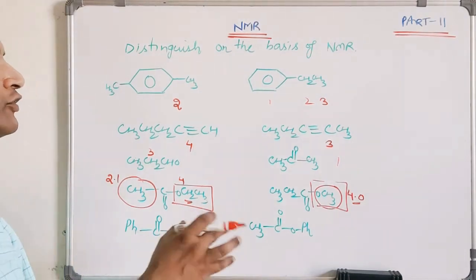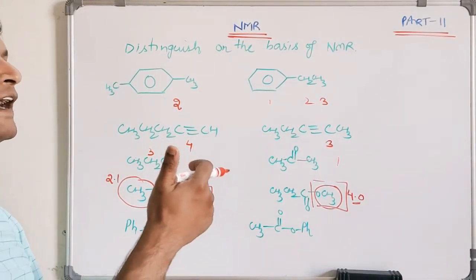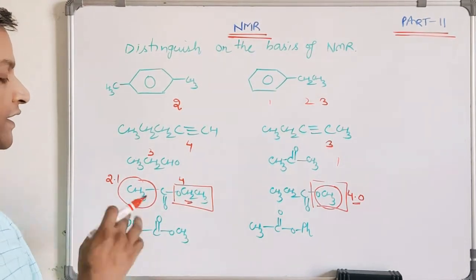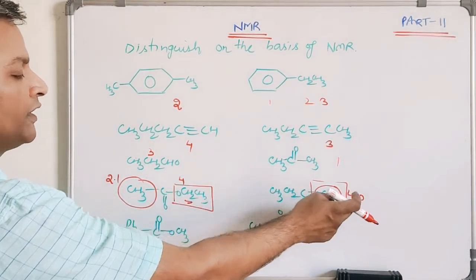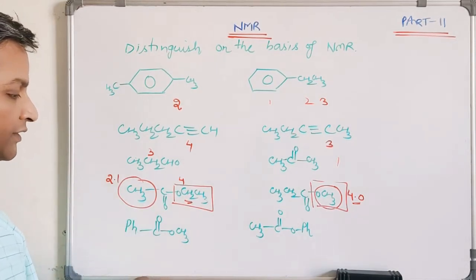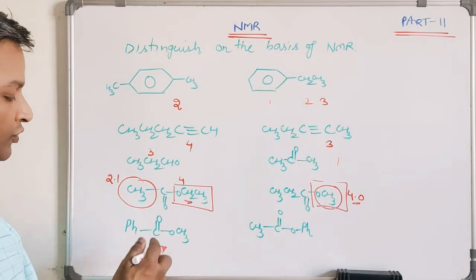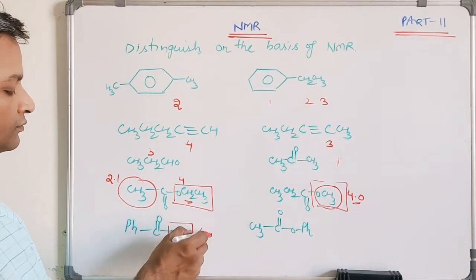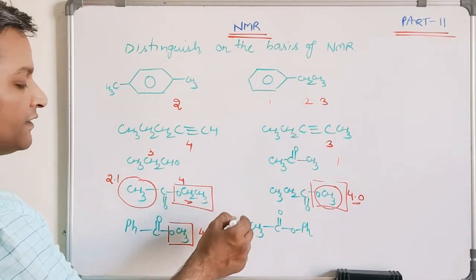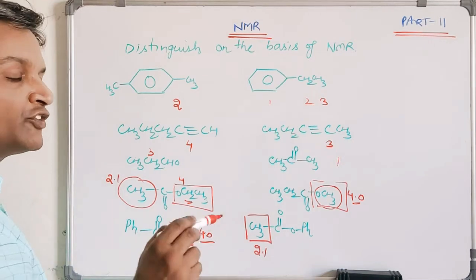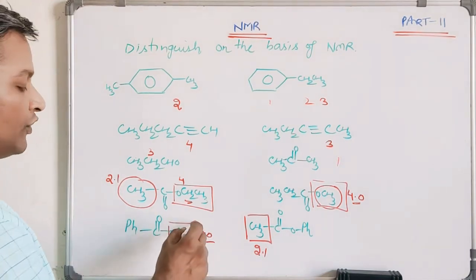So you will distinguish these two on the basis of one peak, and that one peak can be any peak you choose. I am choosing the singlet. So the singlet in this case will be 2.1, and in this case 4.0. Here again it is a similar case. If you have to choose, the singlet in this case will be around 4, and the singlet in this case will be around 2.1. So the isomer where the singlet is at the higher value will be this one.